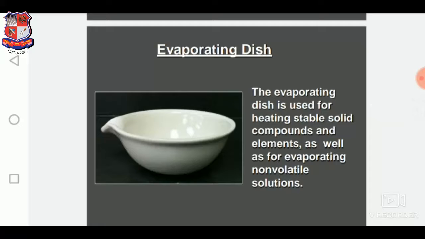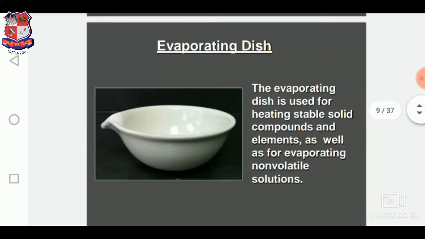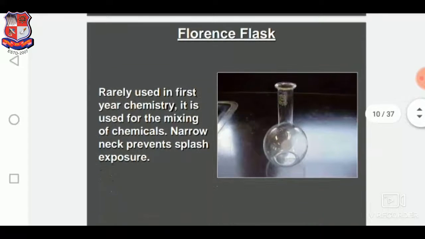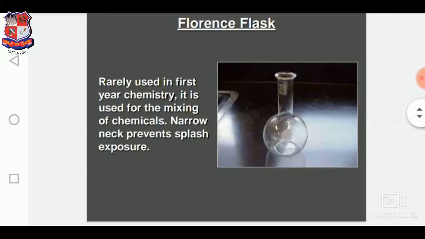Evaporating dish. The evaporating dish is used for heating stable solid compounds and elements, as well as for evaporating non-volatile solutions. We can also use China plates, a China dish also. Florence flask, rarely used in first year chemistry. It is used for mixing chemicals. The narrow neck prevents splash explosion.